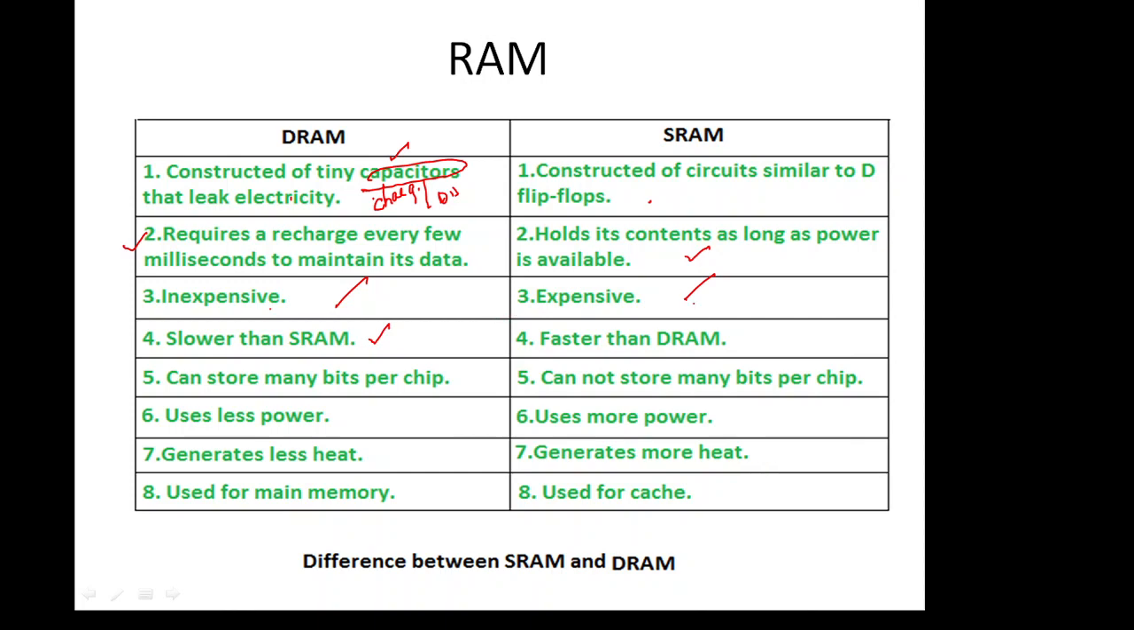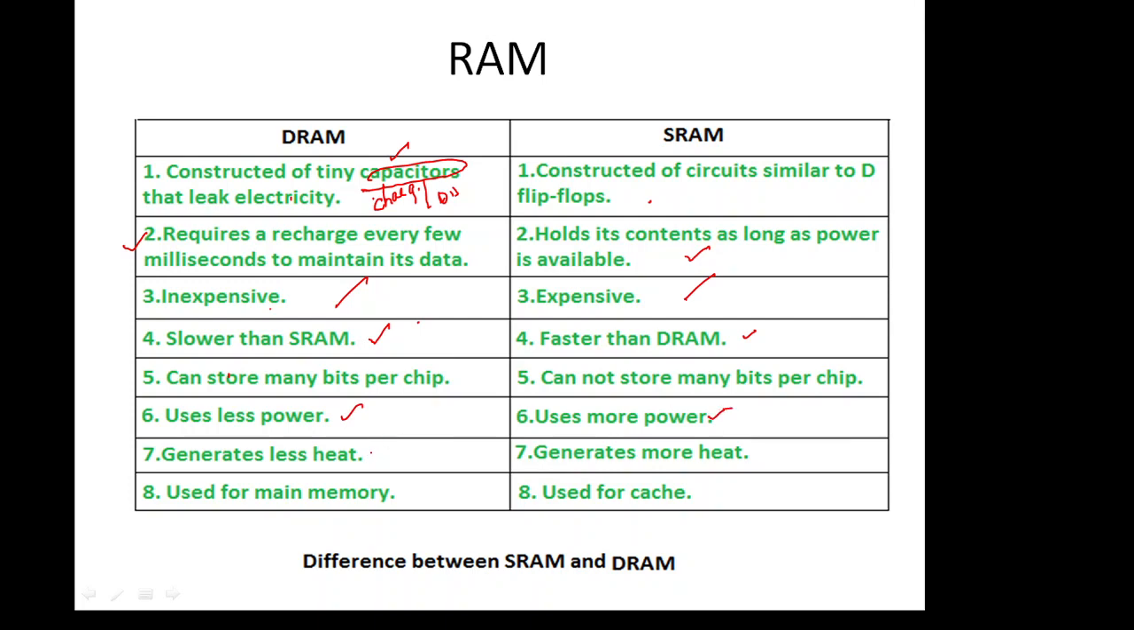These static RAMs are very much faster. Why? Because the flip-flop circuitry is very much faster than the capacitor circuitry. DRAMs can store many bits per chip, whereas static RAM cannot store many bits per chip. DRAM uses less power, but static RAM uses more power.